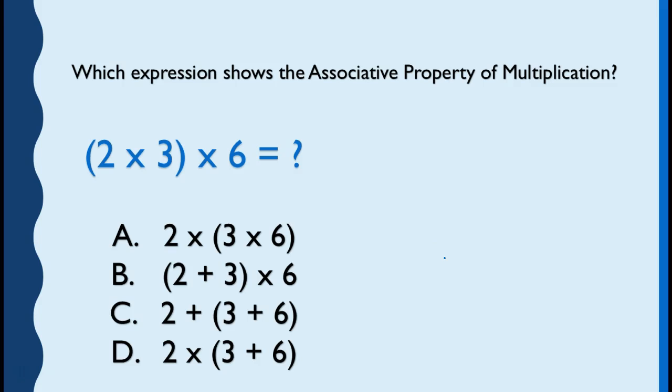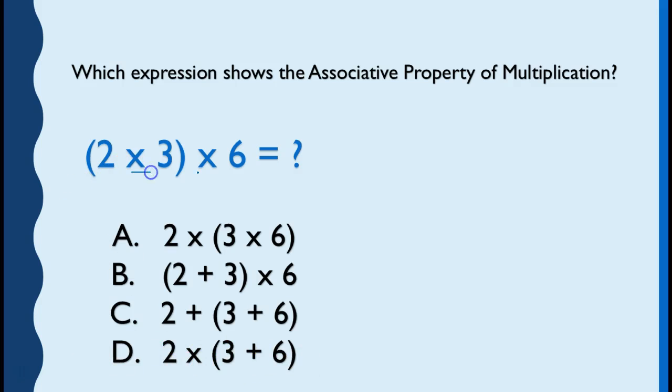All right. So which expression shows the associative property of multiplication? Take a look here. I want you to see if you can find it. So this says 2 times 3 in parentheses times 6. 2 times 3 times 6. Okay, it looks like all of them have a 2, a 3, and a 6.